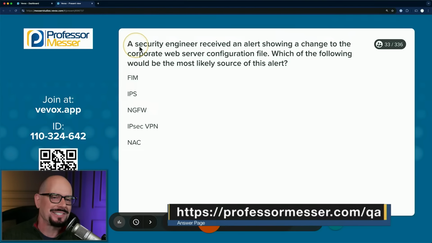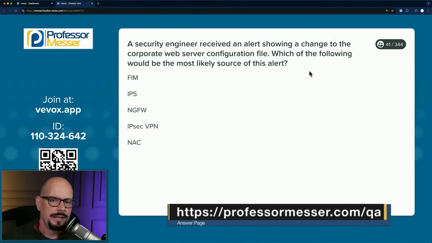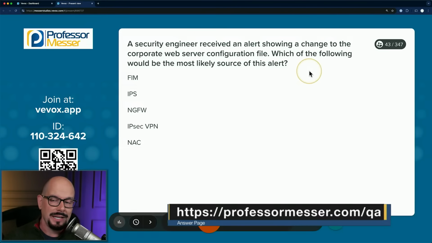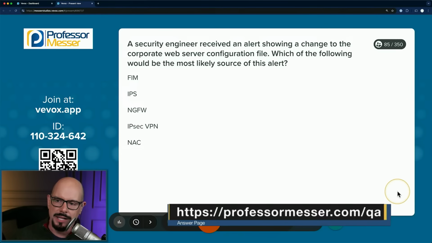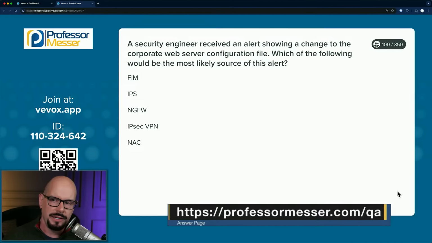The question again asks, a security engineer received an alert showing a change to the corporate web server configuration file. Which of the following would be the most likely source of this alert? Is it a FIM, IPS, NGFW, IPsec VPN, or NAC? If you think you know the answer, go to professormesser.com/QA and lock in your answer.